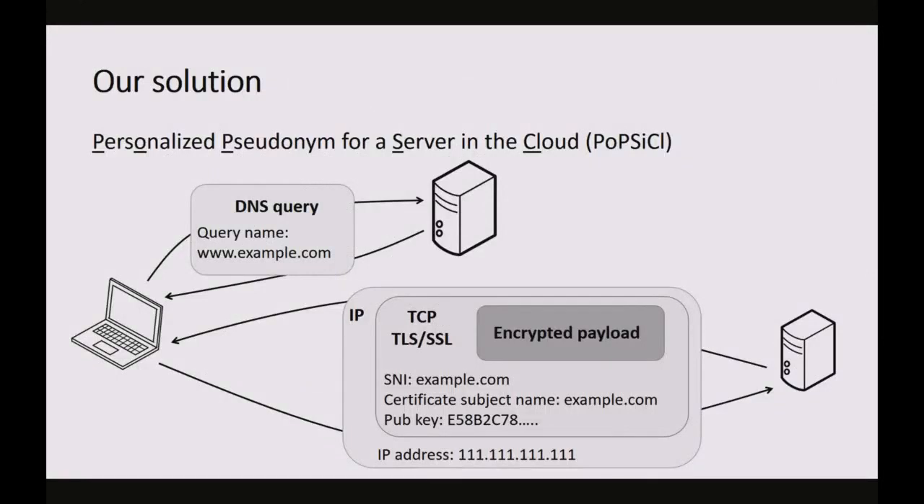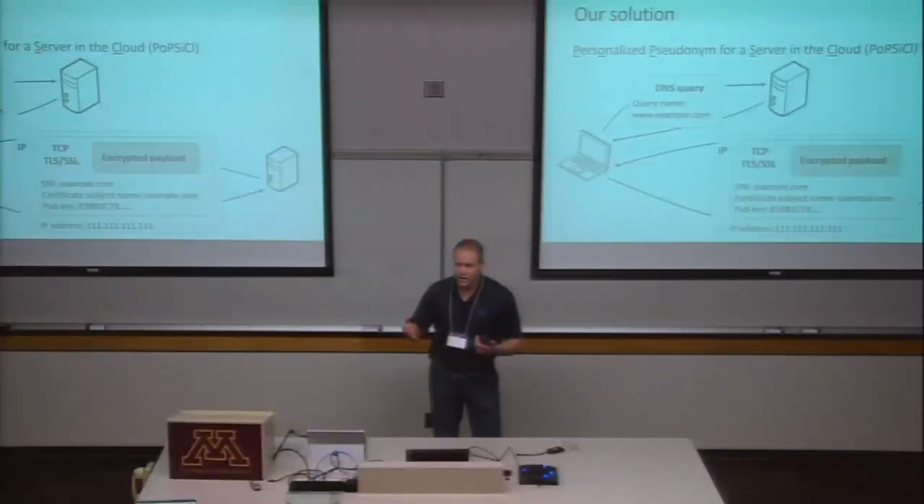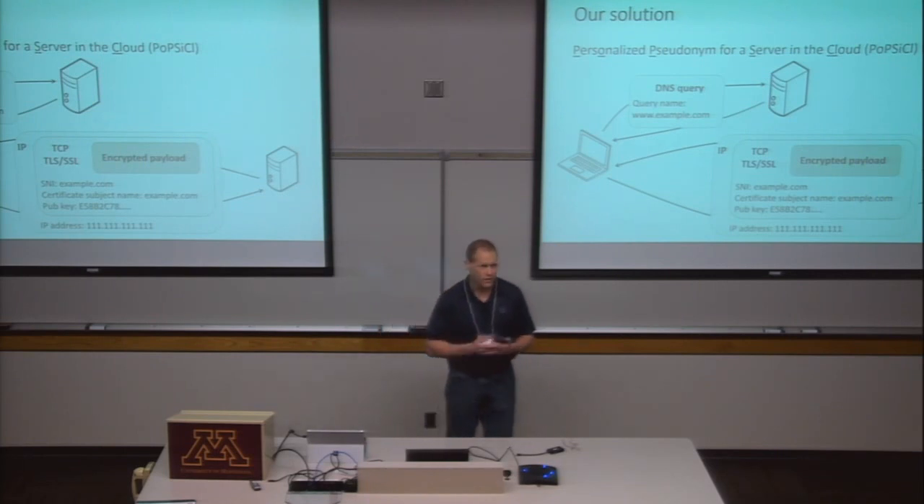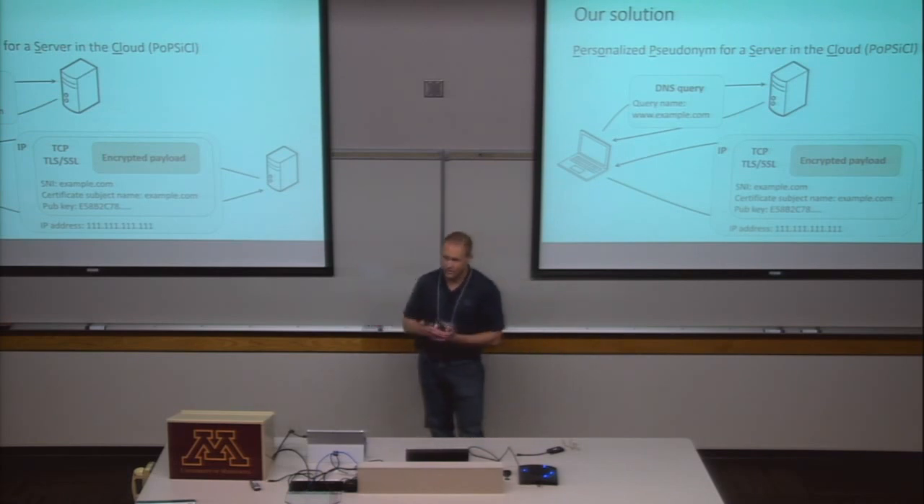Basically our solution, right, is something we call personalized pseudonyms for a server in the cloud, which somewhat astonishingly turns into an acronym, Popsicle. It's not the frozen treat, right, that you have after you've had a meal, but it's a pseudonym for a server. And the server has to be running in the cloud in the sense that the anonymity set for the server is going to be the set of all of the tenant servers running in the same data center in the cloud. So if you're the only one running there, then yeah, your anonymity set's no good. But if you have lots of servers running in that data center, then you get the benefits of some privacy.